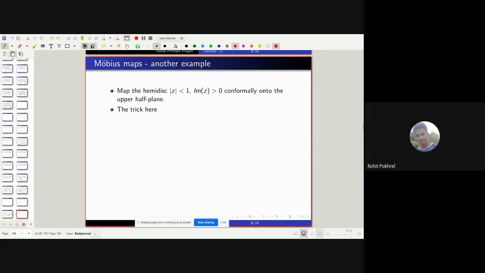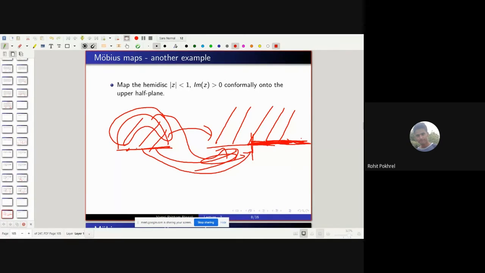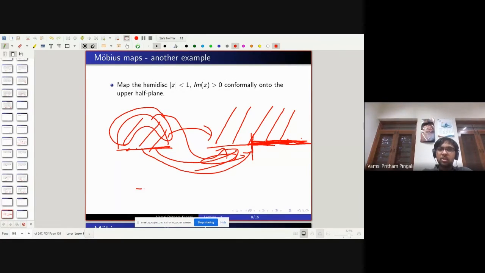Sir, can we take z square first? Well, z square, all it will do is take this to this, right? Doesn't help. But you're on the right track, though you should not be taking z square first.